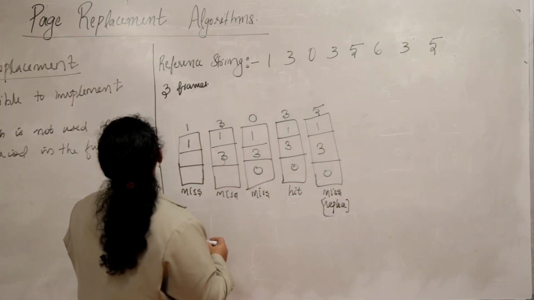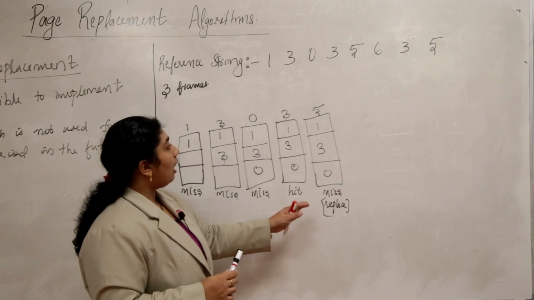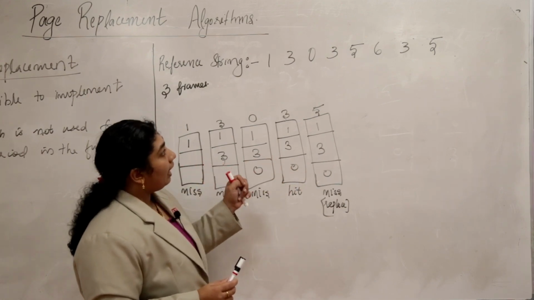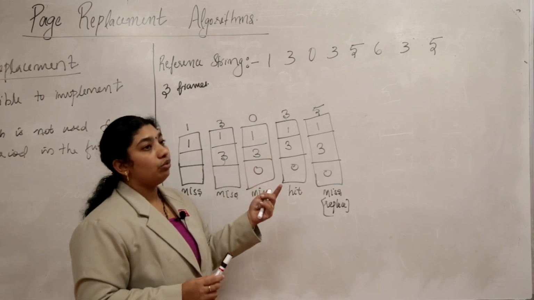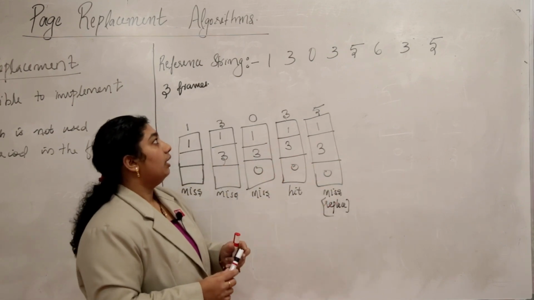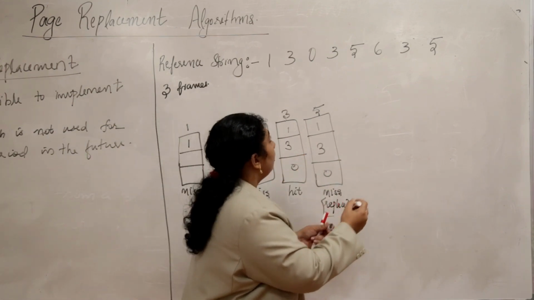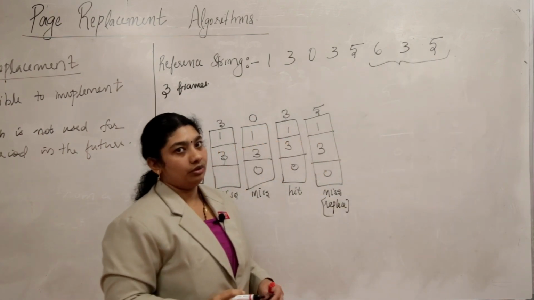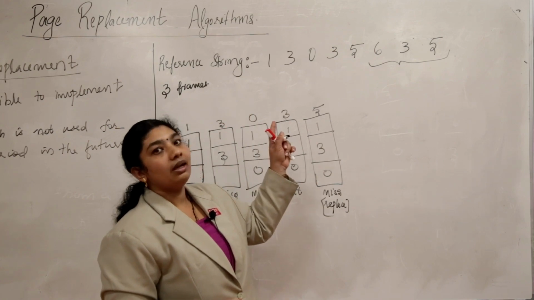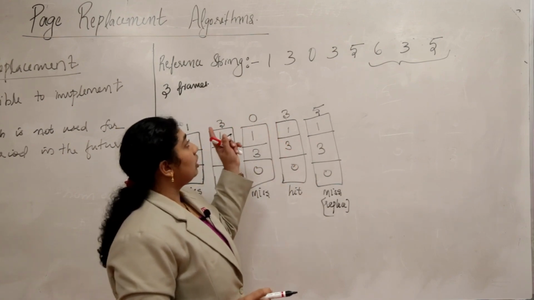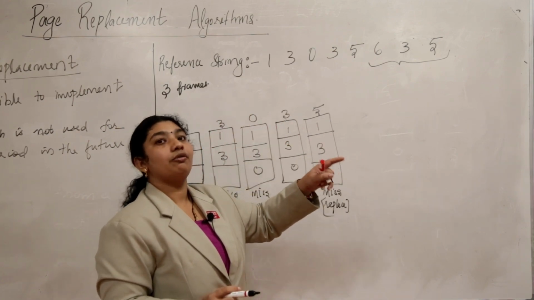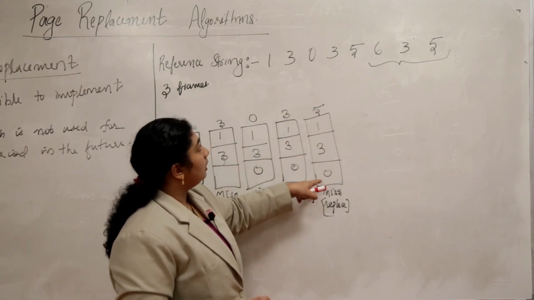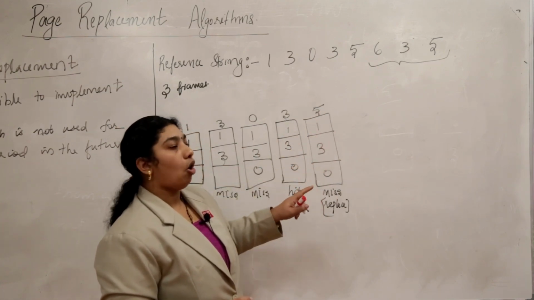Now in optimal replacement, how will we identify the victim page? We have to find the page which is not being used for the longest time in the future. Future means after 5. So we have to consider the values in the reference string which are to the right of the current request. After 5, which of these is not being used for a long time?